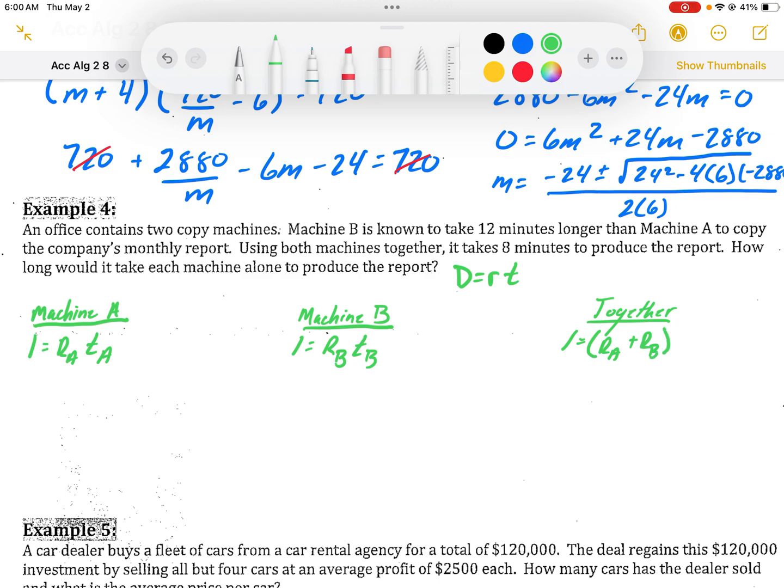times the time. Now, in this, we know a few things. In machine A, we are going to solve for time, and I'll explain why in a second. And then in together, we know that the time it takes is 8 minutes.